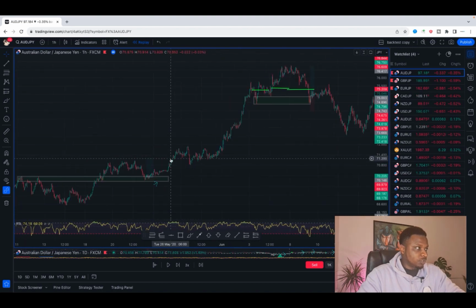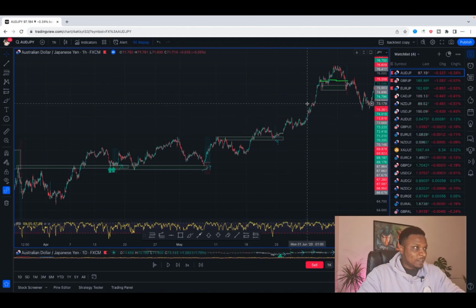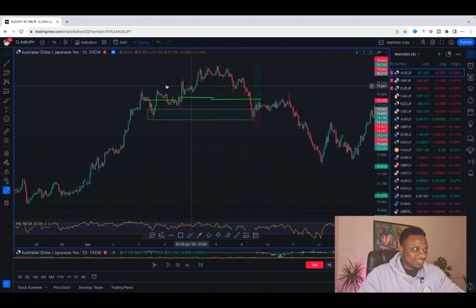You can see if we just look at it again, a new structure high, retracement, a new structure high, retracement, and so on. And then finally, we had a new structure high right here. And you can see a new structure high here.